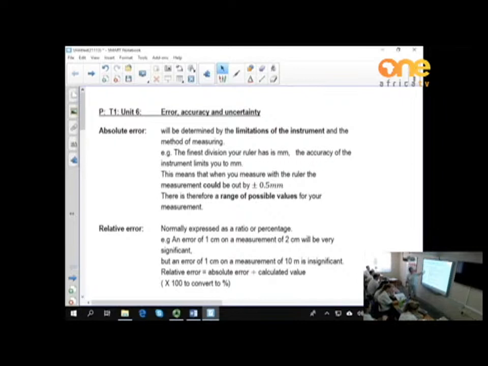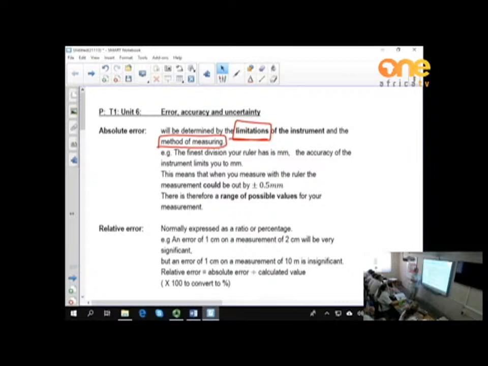Okay, so, an absolute error is the one that is determined by the limitation of the instrument in the first place. In other words, your ruler is calibrated in millimeter, so you can't go more accurate than a millimeter. And then the next part, the method of measuring. If you use that ruler incorrectly, you're not going to have a proper answer. All right. So an absolute error is determined by the limitation of the instrument in the first place, and in the second place, how you work with that instrument.